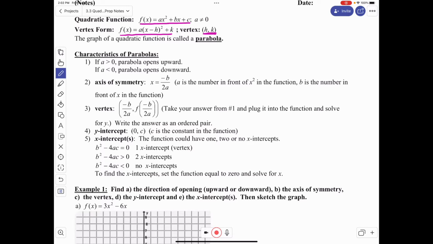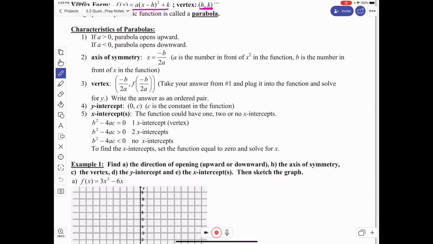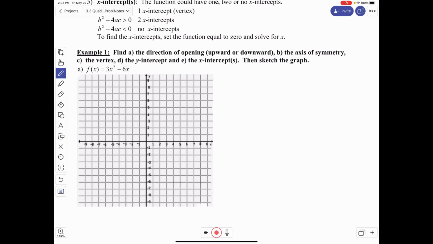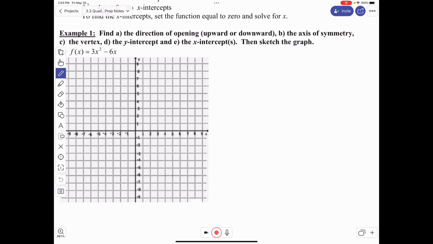And your x-intercepts. You can look at this and tell if you have 1, 2, or no x-intercepts, depending on if the discriminant equals 0 or is positive or negative. Another way is to look at your graph. If you know where your vertex is, and if it opens up or down, you can tell whether it's going to have any x-intercepts or not.